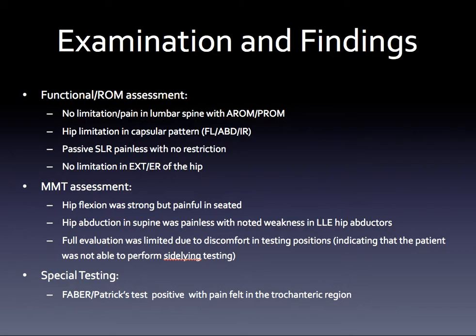In a manual muscle test assessment, hip flexion was strong but painful in a seated position. His hip abduction in supine was painless, with noted weakness on the left lower extremity hip abductors. So his full evaluation for strength was limited due to discomfort in testing positions, which means he couldn't really lay sideline on top of it. So special testing, a FABER test was performed with positive pain felt in the trochanteric region.